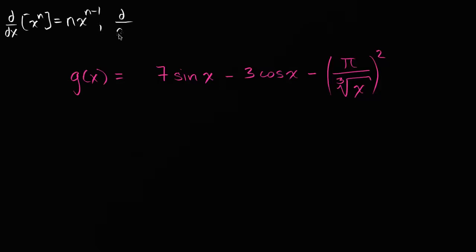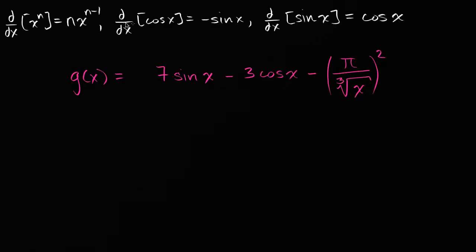We also need to use the fact that the derivative of cosine of x is equal to negative sine of x. And the other way around, the derivative with respect to x of sine of x is equal to positive cosine of x. So using just that, we can actually evaluate g prime of x. So pause the video and see if you can do it.